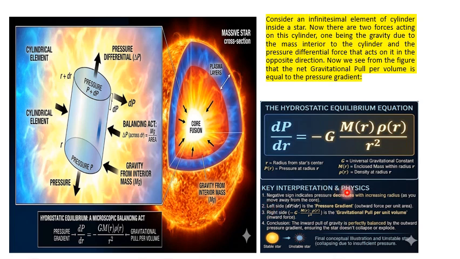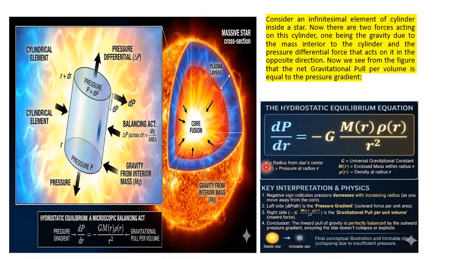So what are the key interpretations and physics? This negative sign indicates that the pressure decreases as we go outwards from the core, as you move away from the core. This is the pressure gradient, which is the outward force per unit area. And this is the gravitational pull per unit volume. It is the inward force.